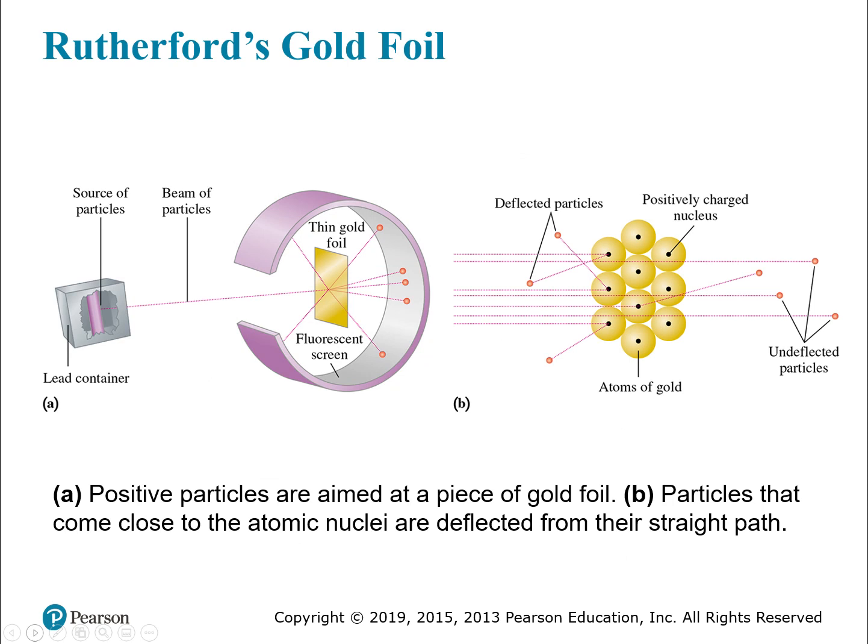Ernest Rutherford, who was a student of J.J. Thomson's at one time, matriculated, got his own lab, started doing some work. And he had a graduate student that was working with him, and they came up with this gold foil experiment. This experiment is what led to a really big breakthrough in terms of how we understand the atom.